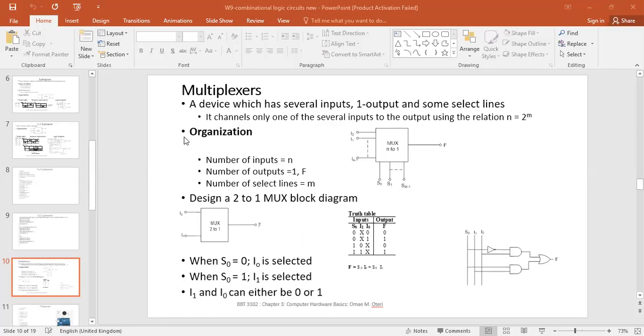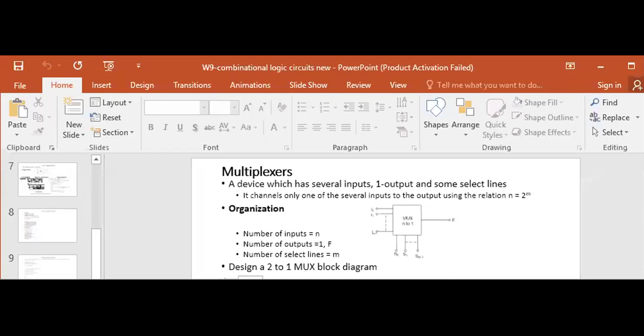You have two inputs and one output. How many select lines do you expect? One. Yeah, that's correct. How did you get it?